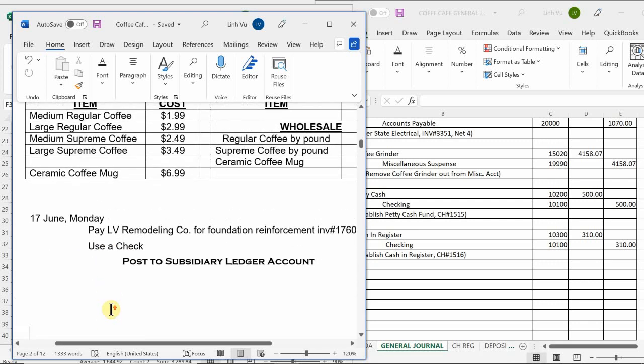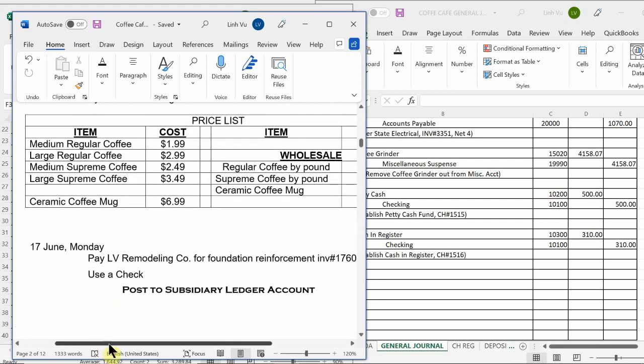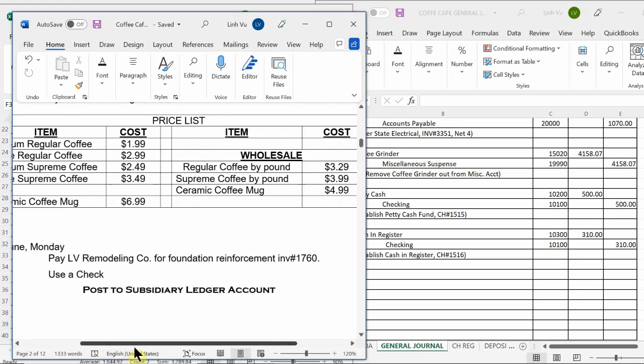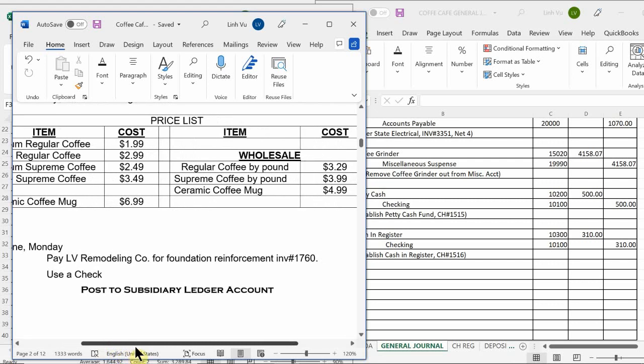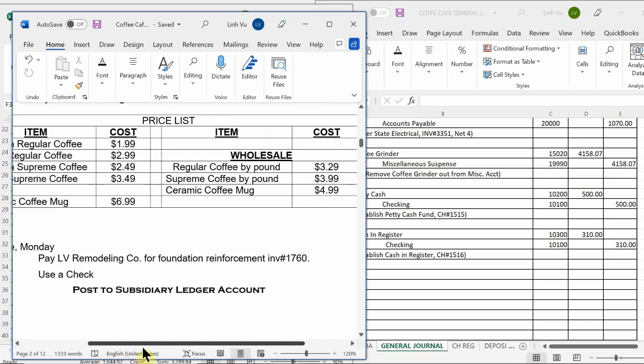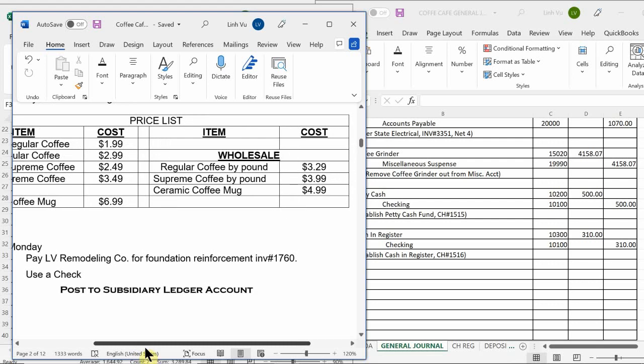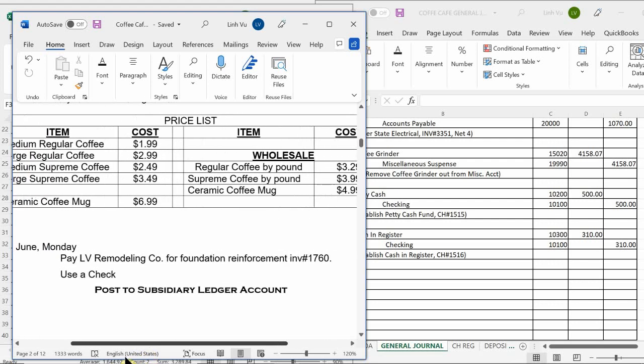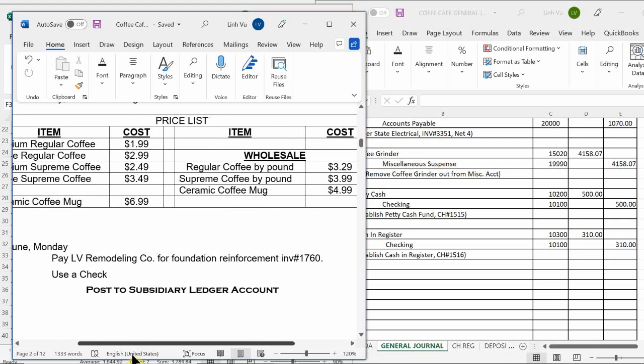All right. So now it is officially the next day, which is going to be June 17, starting on Monday. And here, our first thing that we have to do is pay LV Remodeling for the foundation reinforcement invoice number 1760. And we're going to obviously use a check to pay.